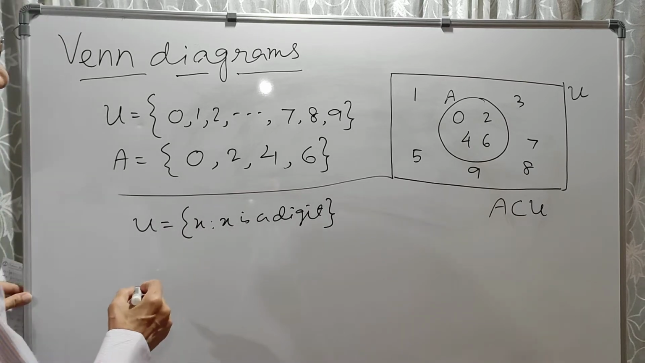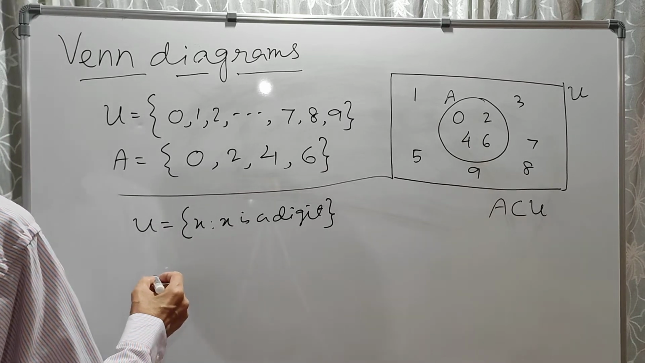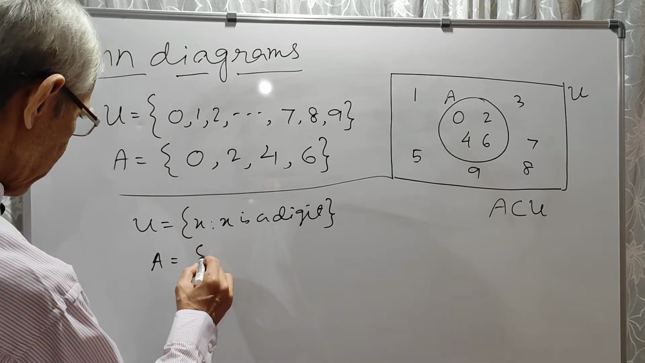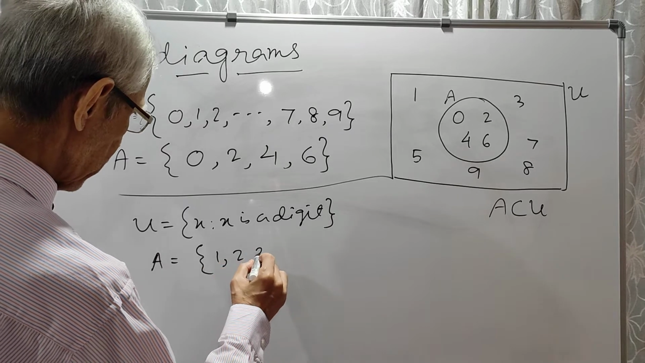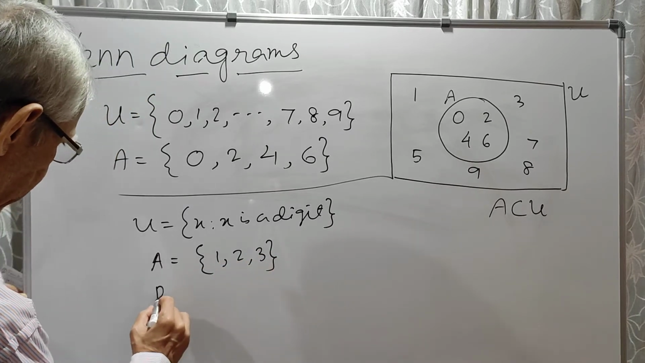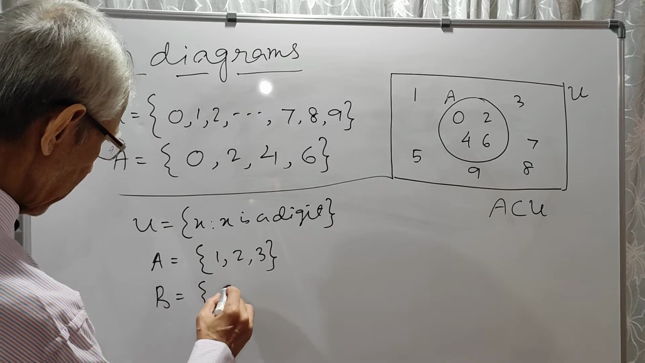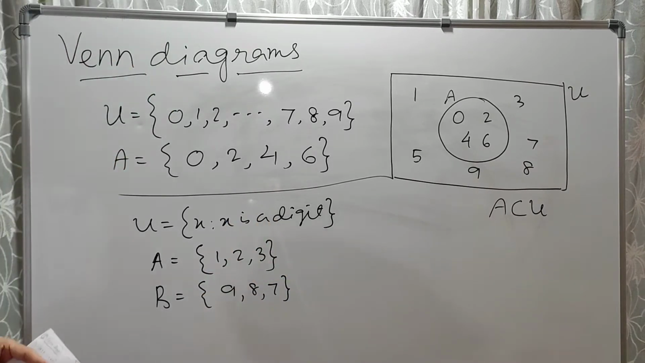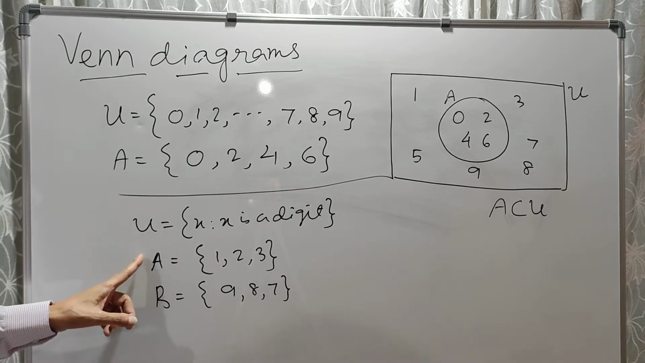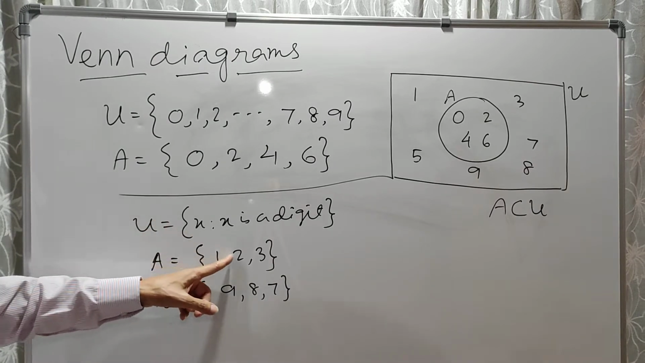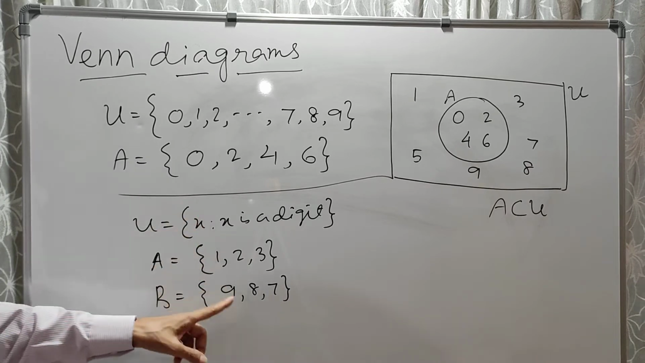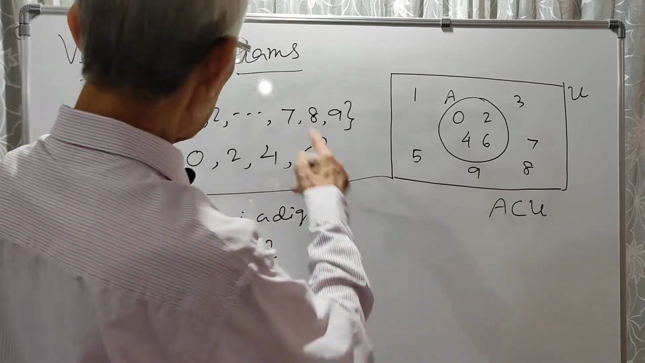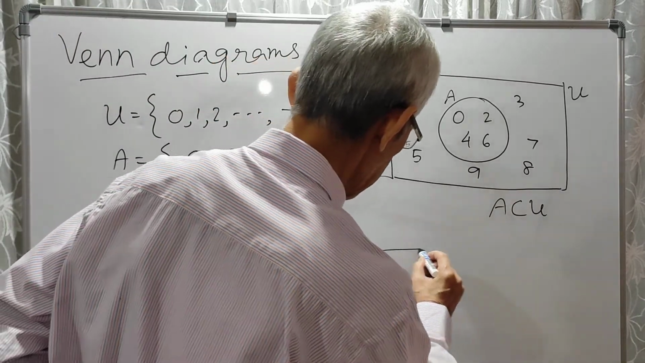Now suppose A has 1, 2, 3, and another set B has 9, 8, 7. Now there are two subsets. A is a subset of U, obviously, containing 1, 2, 3. Again, B is a subset of U containing 7, 8, 9. The order is not important, isn't it? Now, how to draw the Venn diagram for this one? Again, you draw a rectangle.